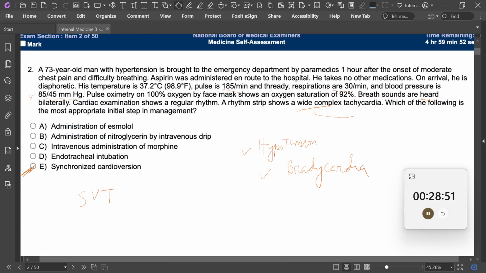Next question: synchronized cardioversion should be done. There is a wide complex tachycardia. Patients with wide complex tachycardia require emergency medical attention and intervention. What does wide complex mean? That means the QRS duration is more than 120 milliseconds.